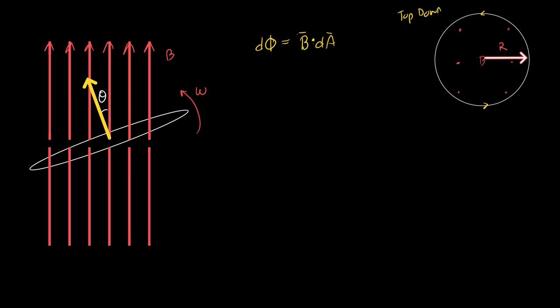We're going to freeze it at this location. And I'm going to recognize that the area is never changing. The area is pi r squared the whole time. And the magnetic field is never changing. The magnetic field is B the whole time. But what is changing is the angle between B and A. That's changing, and because that's changing, I will have to put in something that works for the dot product.